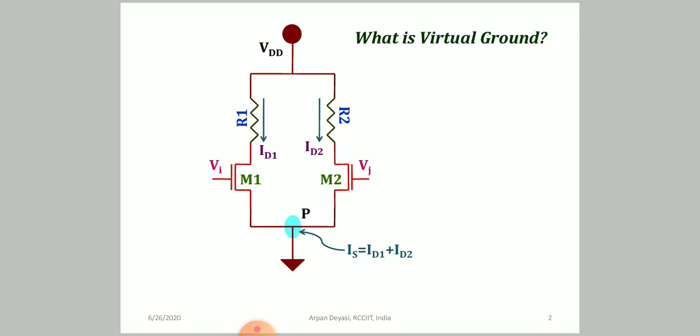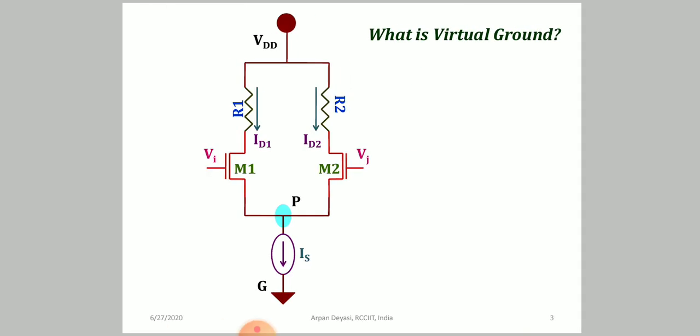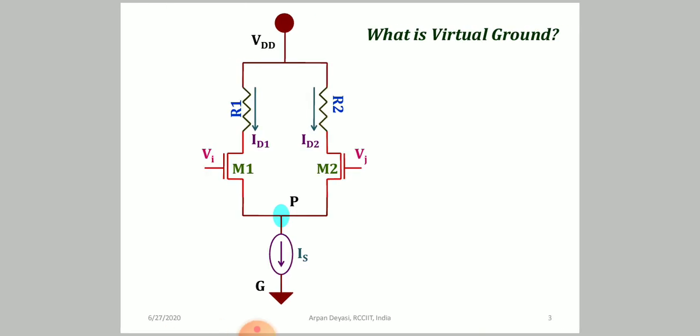That means a current source is present between the common point of the sources and the ground. That means between P and G, where G is my ground point and P is the common point where the sources are connected. And significantly, Is is the sum of ID1 plus ID2, which is shown in the previous slide. So, if I consider a current source, then a very important concept will come.